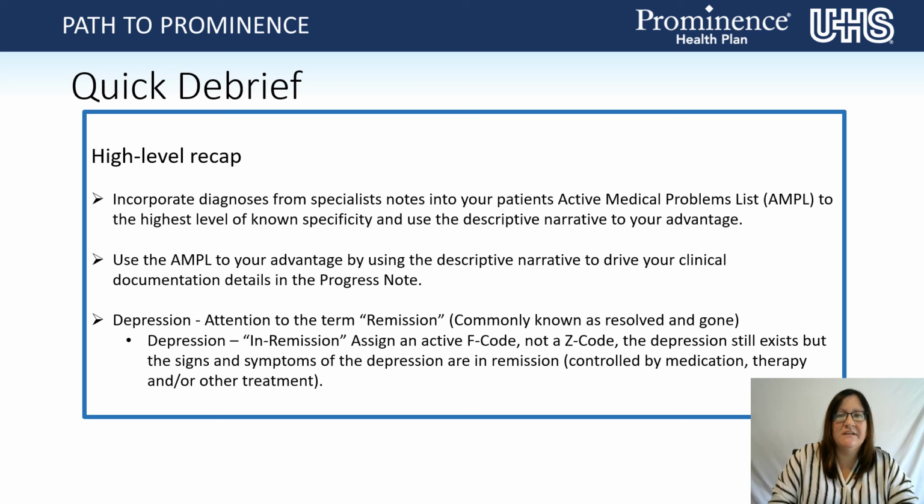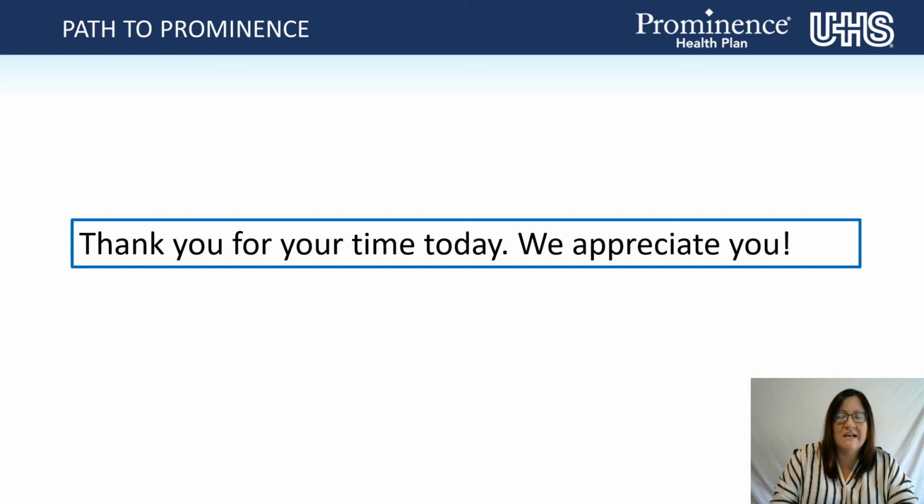Be sure to incorporate diagnoses from specialist notes into your patient's active medical problems list to the highest level of known specificity and use the descriptive narrative to your advantage. Use the active medical problems list to your advantage by using the descriptive narrative to drive your clinical documentation details in the progress note. Specific to depression, attention to the term remission, commonly misunderstood as resolved and gone. Depression in remission, assign an active F code, not a Z code. The depression still exists, but the signs and symptoms of the depression are in remission, controlled by medication, therapy, and/or other treatment. That concludes our session for today on depression.